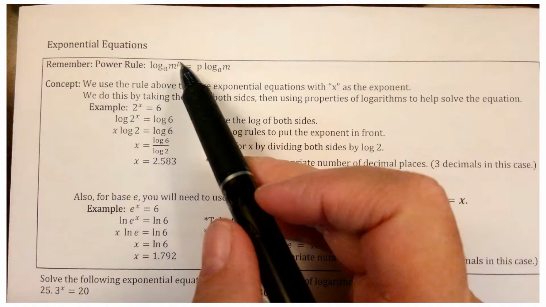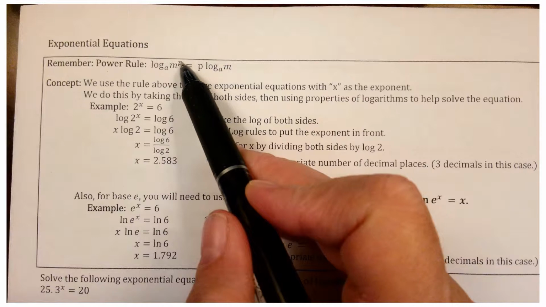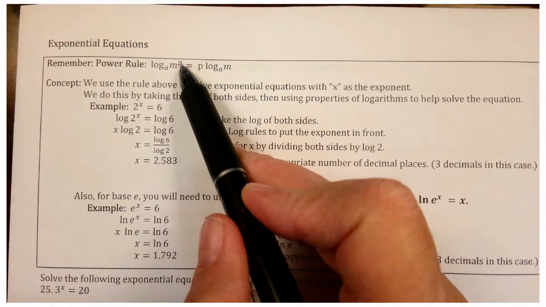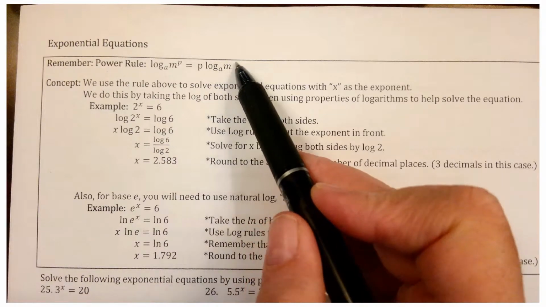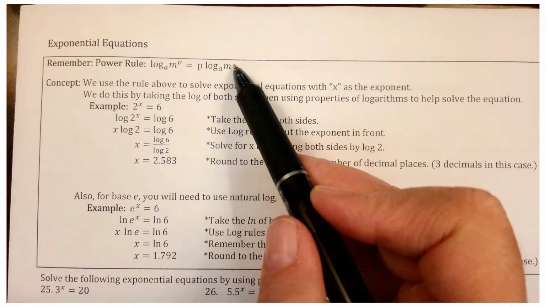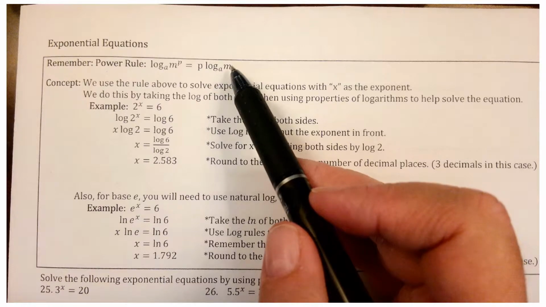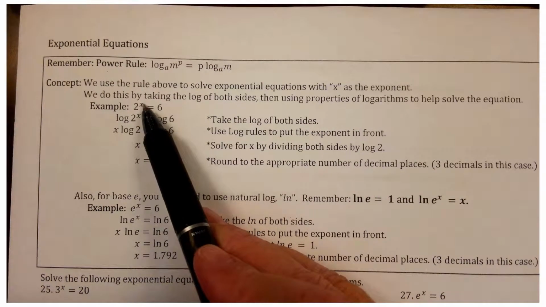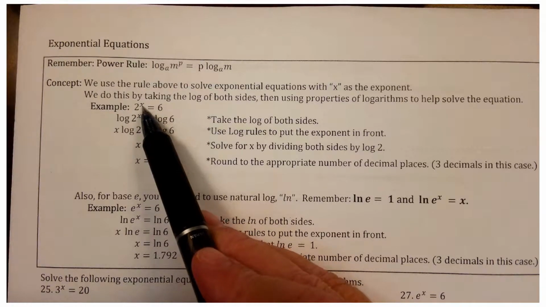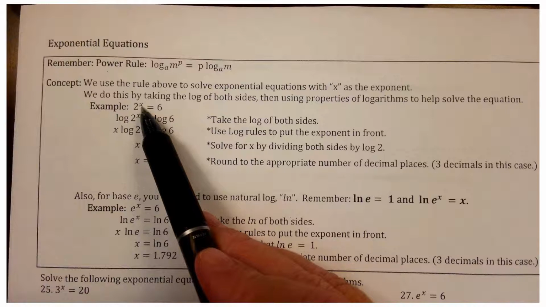So we see that we can use the power rule, which is taking this power of p and rewriting that as p times log base a of m. So let's see how this works with an exponential equation. In the past, we have not been able to solve these, especially if it had this variable in the exponent. We haven't really had any tools that would help us solve these types of equations. But now we can use logarithmic properties to help us solve these.